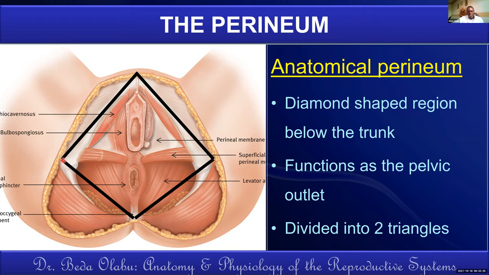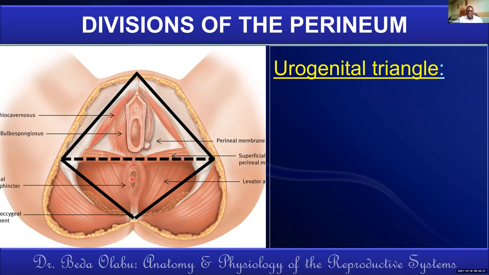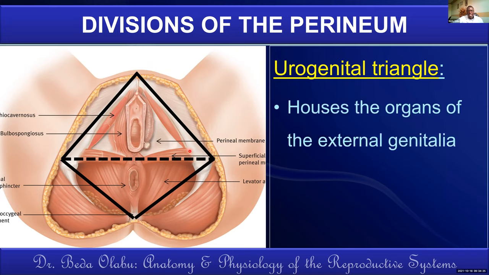The perineum that we've described is divided into two triangles using an imaginary line that joins the two ischial tuberosities, as we can see in that dotted line. So this dotted line divides the anatomical perineum into two triangles. There's this anterior triangle and this posterior triangle. The anterior triangle is termed the urogenital triangle, and the posterior triangle is termed the anorectal triangle. I want us to look at these two triangles and see what is contained within them. We start with the urogenital triangle, which is the anterior triangle. The urogenital triangle is basically the region of the perineum that houses the external genitalia.